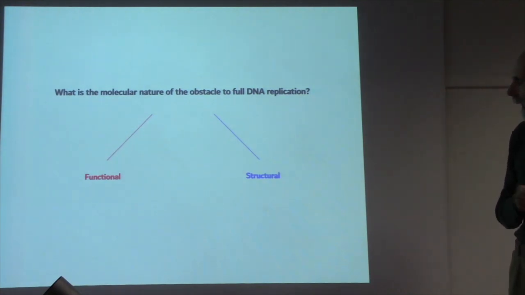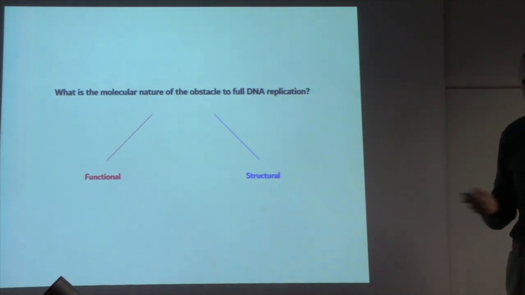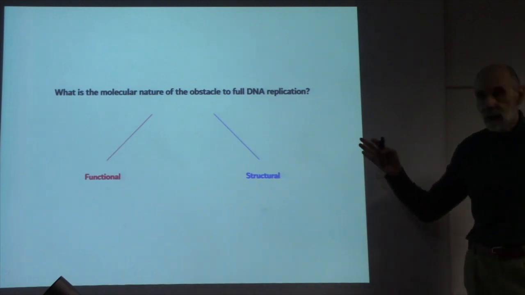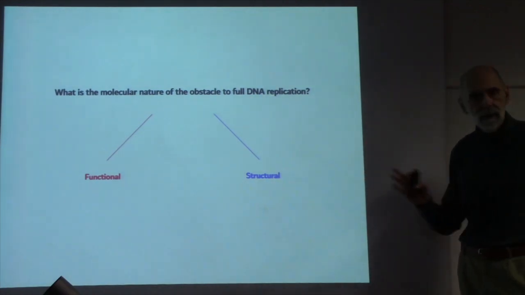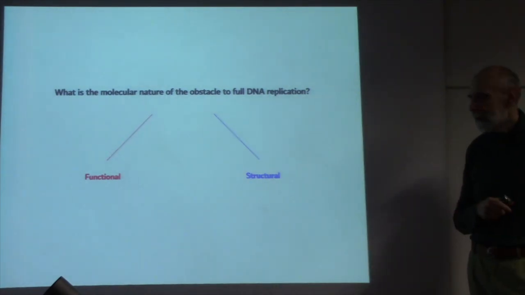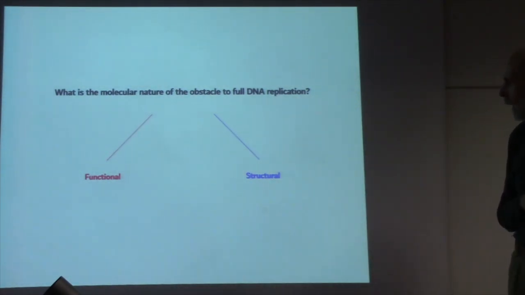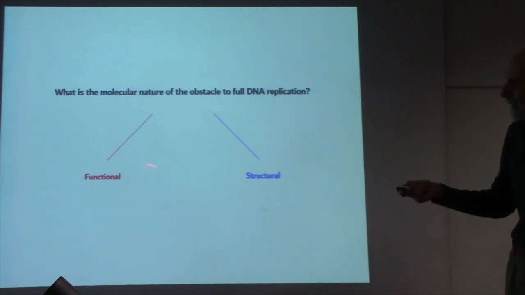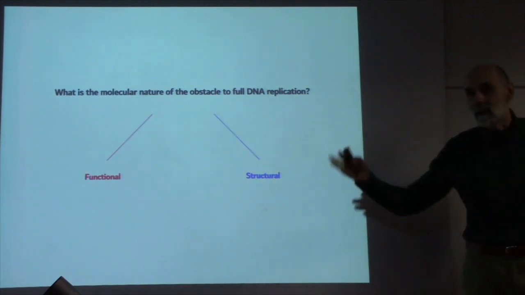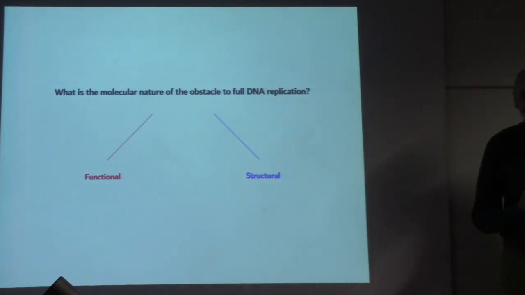So, I won't go into the functional part. There is nothing extraordinary that the authors or anybody else in the world have found in the myotubes that would explain why they cannot replicate their DNA in full. But the authors, and after all, this is the obvious explanation, there must be something wrong, but it's difficult to find what.